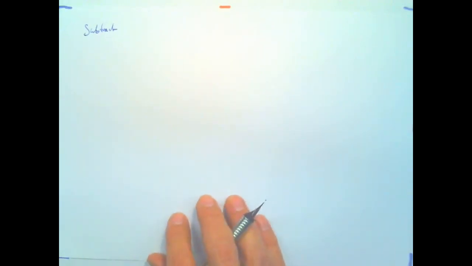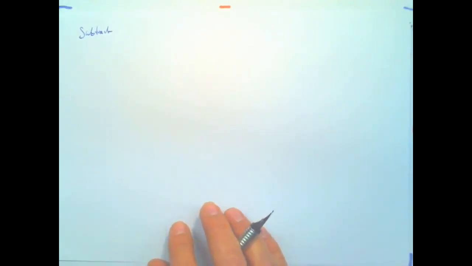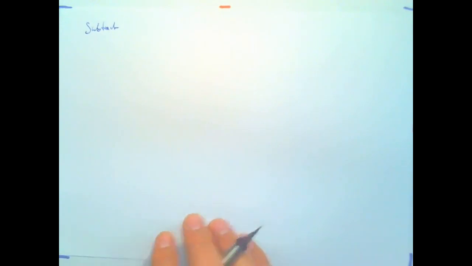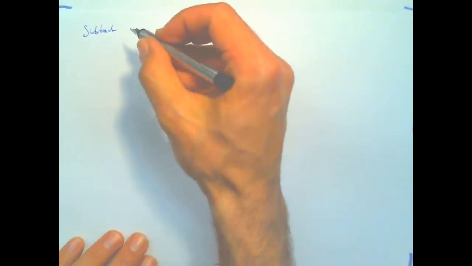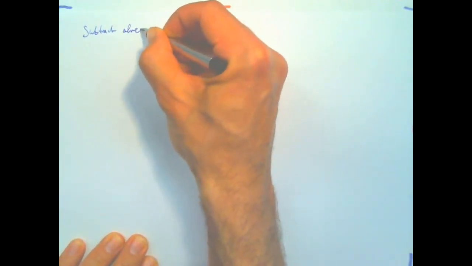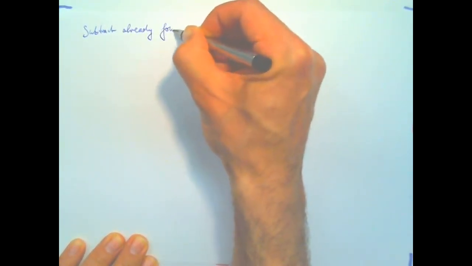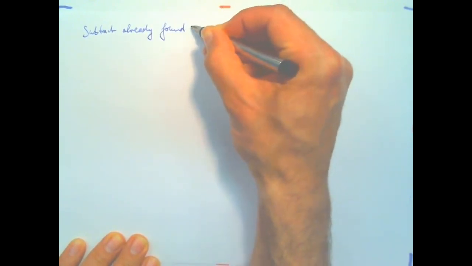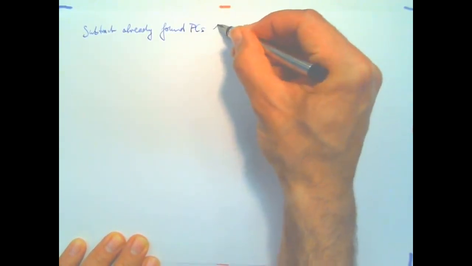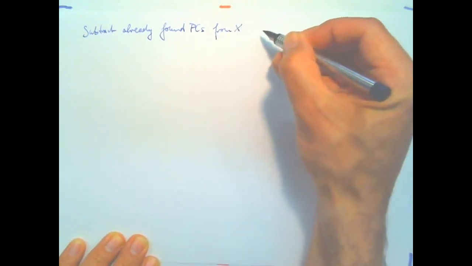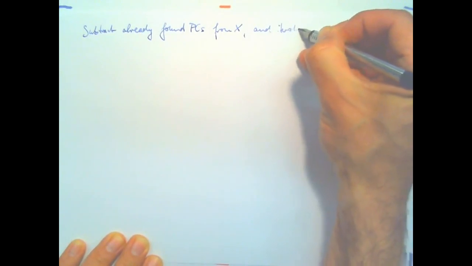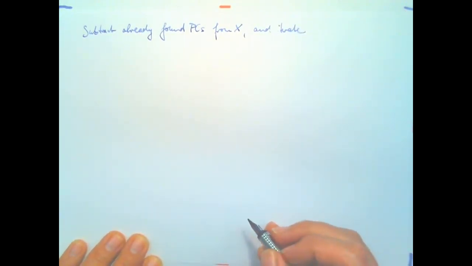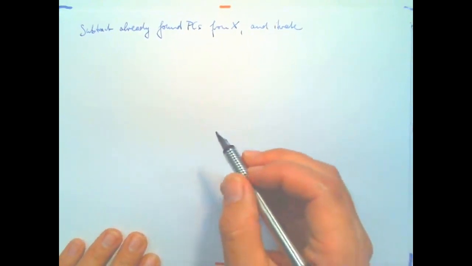Okay, now to find the next few principal components, I can go ahead and subtract the already found principal components from X, and then do the same computation that we just did. It's not how you would do it in real life, but conceptually you can go about it as follows.